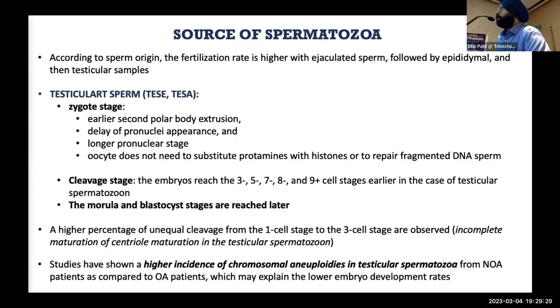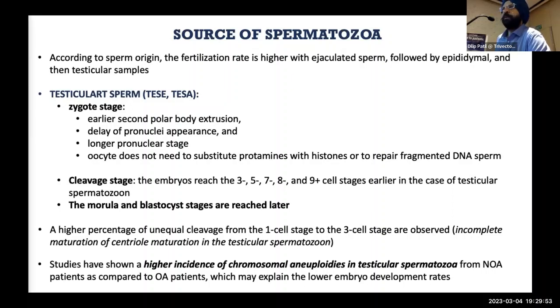And the reason for this is the oocyte does not need to substitute protamines with histones or to repair fragmented sperm DNA. So the DNA is mainly histones, and the oocyte doesn't have to replace it; there is no sperm processing happening, in short. At the cleavage stage, the embryos reach the 3, 5, 7, 8, 9-cell stages earlier in case of testicular sperm, and the morula and blastocyst stages are reached later.